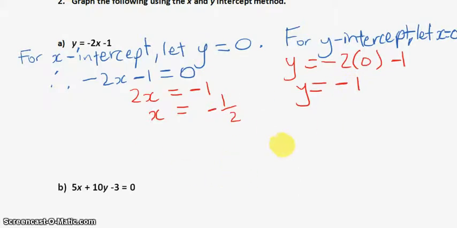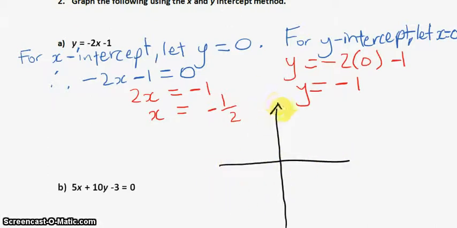So you're going to need to create, with a ruler of course, which I don't have, your x and y axis. So that's x. Always label x, y and origin. Now I've got x as minus a half, so that's minus 1, then minus a half is in here. And I've got y at minus 1, so that's minus 1 down there.